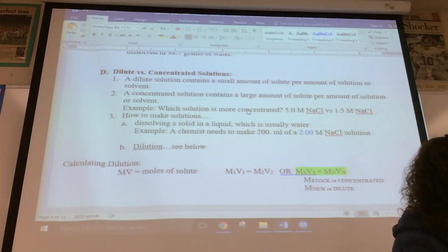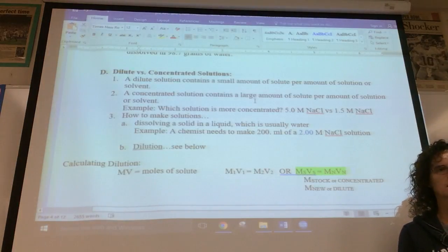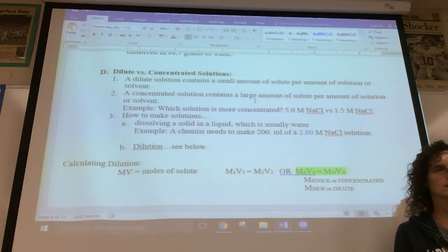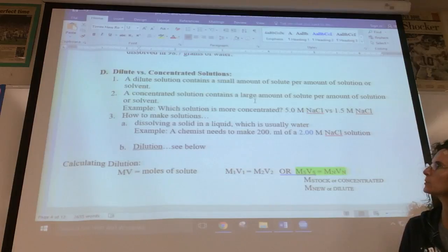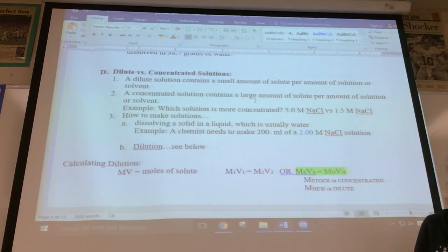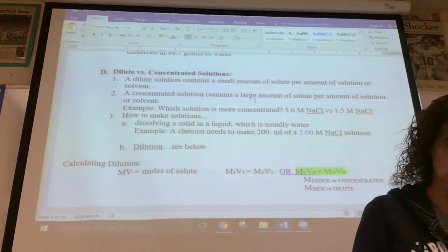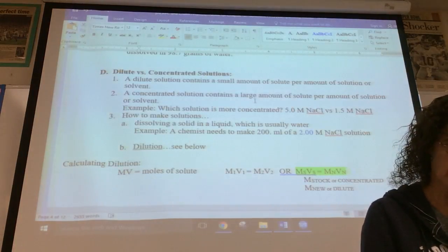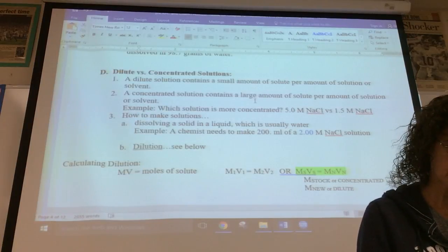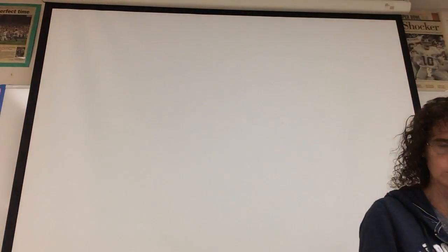We'll then get into some other terms that deal with solutions, as well as analyzing graphs that illustrate solubility, and you've got another lab on solubility in this chapter as well. In regard to dilute versus concentrated, let's think about it as such. Well, let me ask you this. What is a dilute solution?